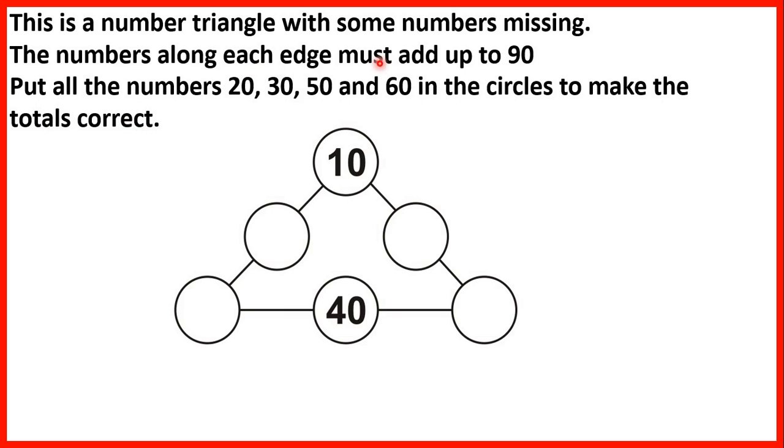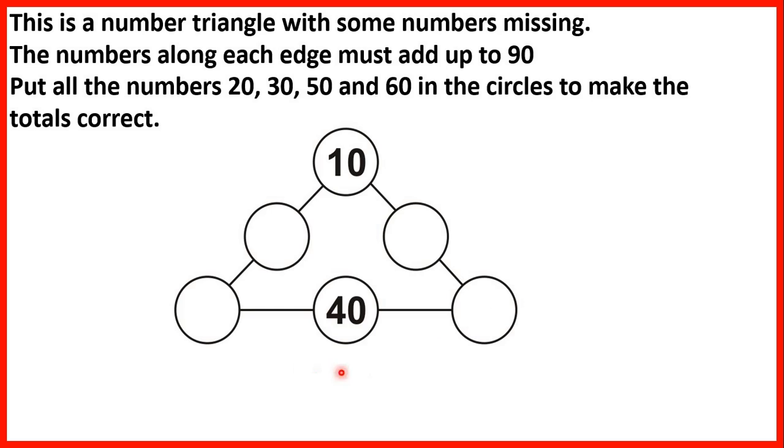So if each edge must add up to 90, that means that these three numbers need to total 90, and so do these three numbers, and these three numbers as well. So let's look at this bottom edge. We have something plus 40 plus something, and it needs to give a total of 90. We already have 40, and 40 plus 50 is 90, because 90 minus 40 is 50.